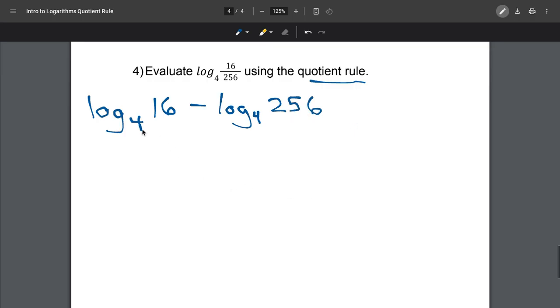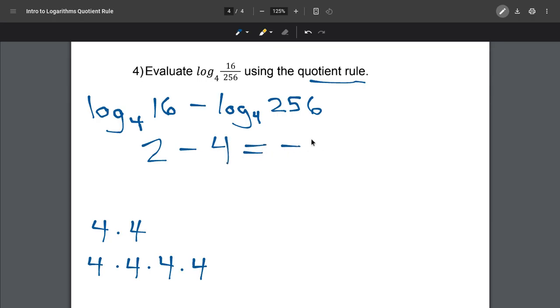So to figure out log base 4 of 16, how many 4s do we need to multiply to get 16? Well, if we do 4 times 4, we do get 16, so that's 2 4s, so we have 2 minus, now we have to think about how many 4s we multiply together to get 256. So again, 4 times 4 is 16, times 4 again is 64, times 4 again is 256. So 1, 2, 3, 4. So it's 2 minus 4. So this one also works out to be negative 2. Now that's doing the quotient rule.